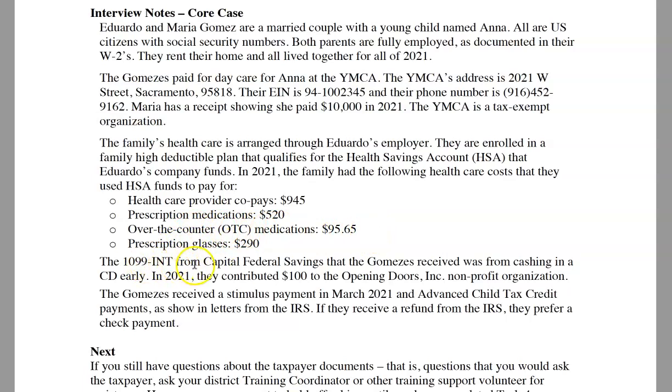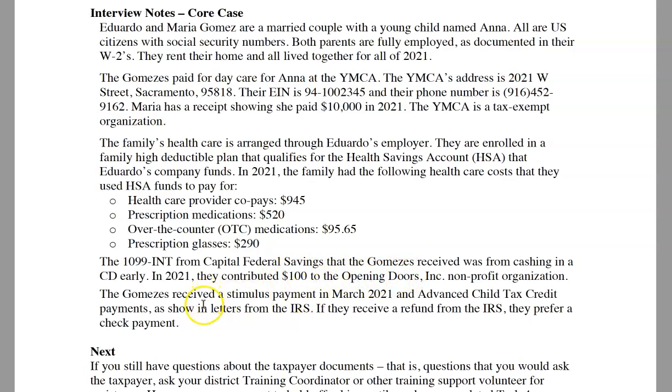And here's that 1099-INT. They cashed in the CD early. They're not telling you any particular reason why, except they needed the money. So they're not going to be able to avoid paying that penalty for early withdrawal. And they contributed only $100 this year compared to $300 last year, so their charitable contribution deduction will go down.